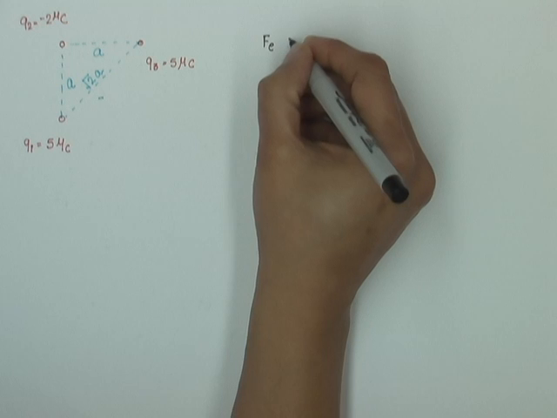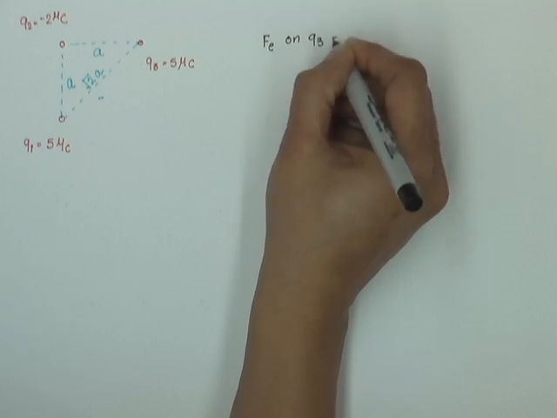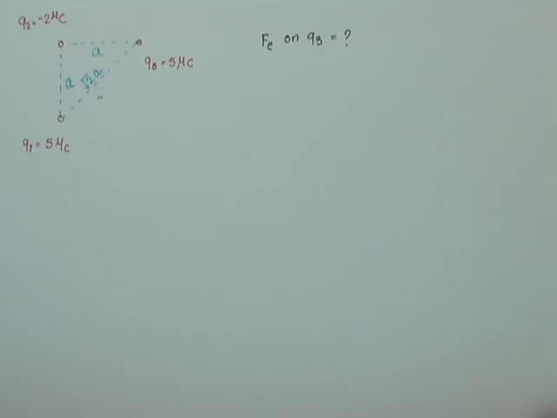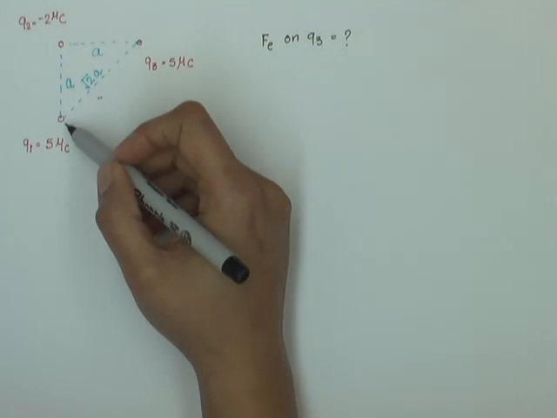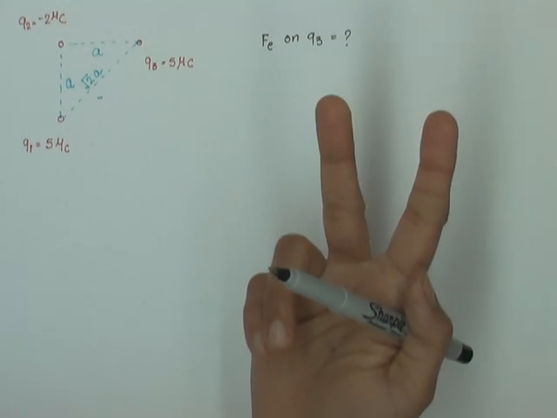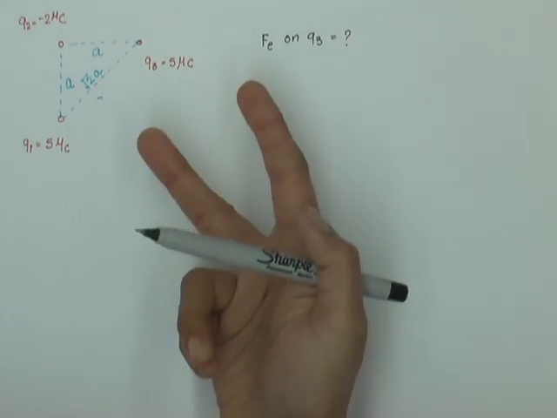What is the resultant force on Q3 due to Q1 and Q2? Okay, so let me begin. First, what I can find out very easily by Coulomb's law is the force exerted on Q3 by Q1, because Coulomb's law gives us the force between any two charges.